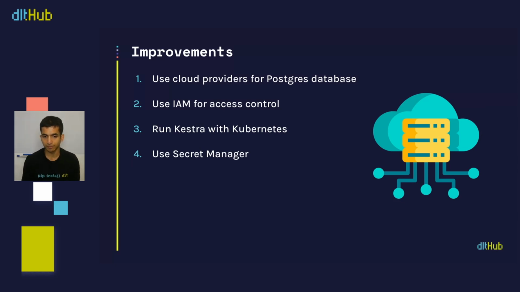Then you can also use identity and access management for access control, which we didn't really touch upon. You can also run Kestra with Kubernetes. So rather than using a virtual machine, which can be relatively fragile, you can standardize your deployment with Kubernetes. And finally, you can use a secret manager of some kind. It's going to be a lot better in terms of security for storing your credentials as compared to the KV store that we used in this demo.